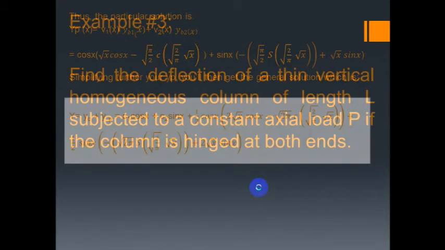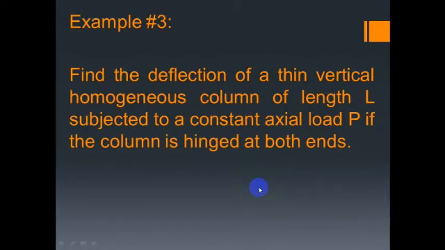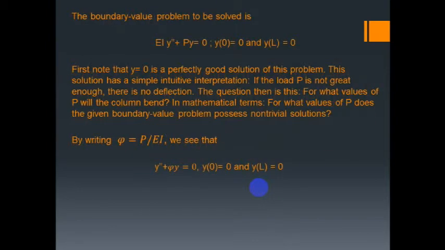Let's proceed to the last example. Find the deflection of a thin vertical homogeneous column of length L subjected to a constant axial load P if the column is hinged at both ends. The boundary value problem to be solved is EI y double prime plus Py equals 0, where y of 0 is equal to 0 and y of L is equal to 0.